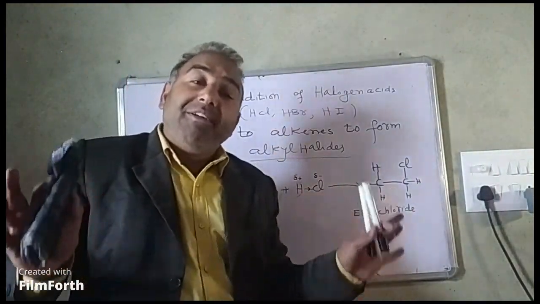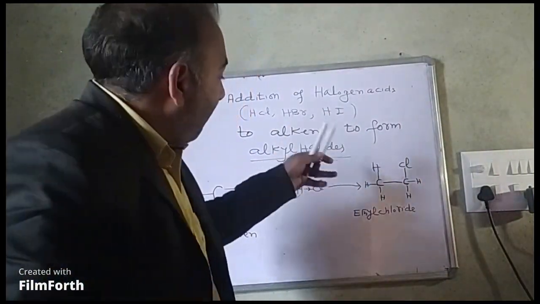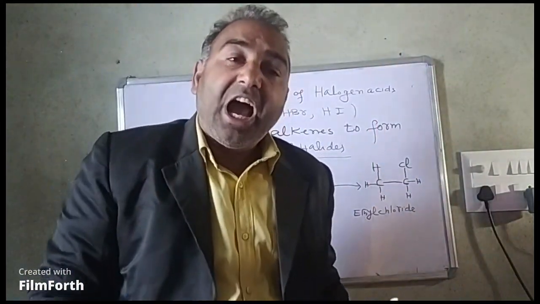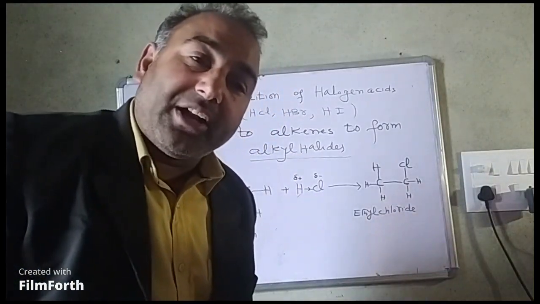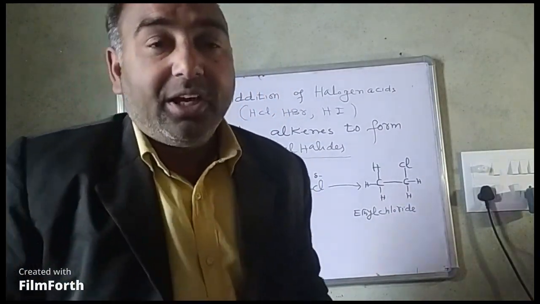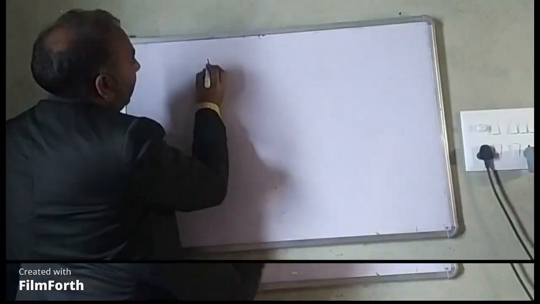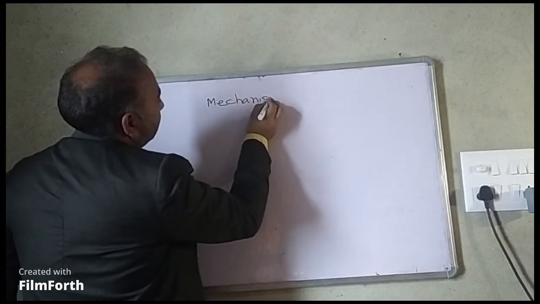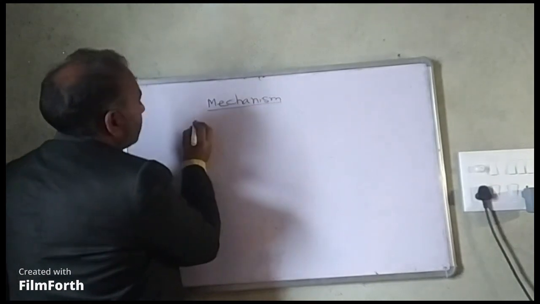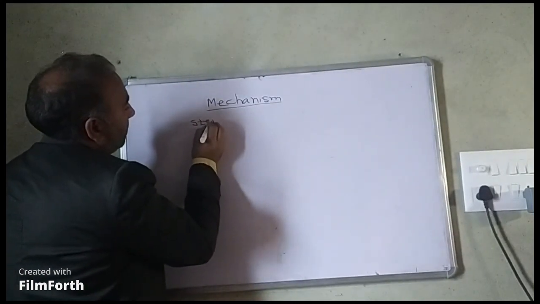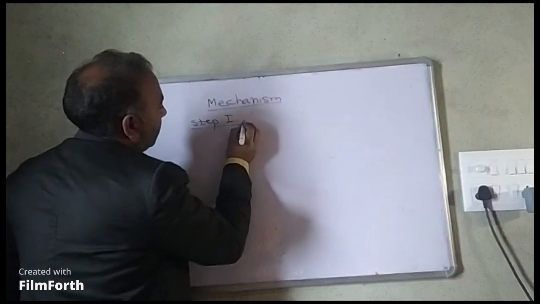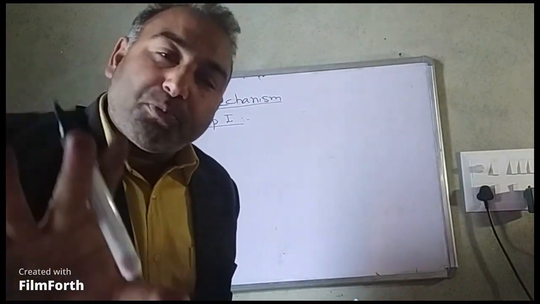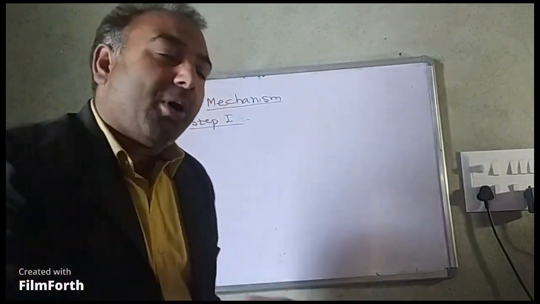Now we will learn its mechanism of electrophilic addition. We will see how carbocations are involved as intermediates in this reaction. Let us learn the mechanism of electrophilic addition. Step first. In step first, the electrophilic part, I mean H positive, attacks on the pi bond.